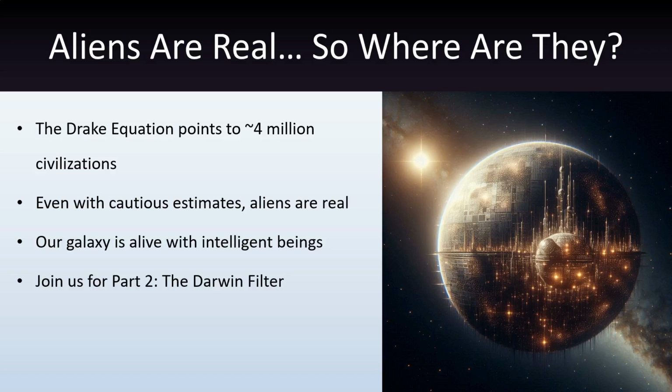But maybe what you really want to know is this. Could aliens have already come to Earth? Out of millions of civilizations, how many might have spread across the stars and reached our solar system? That's where we'll go in parts 2 and 3 by extending the Drake equation to the next logical steps.